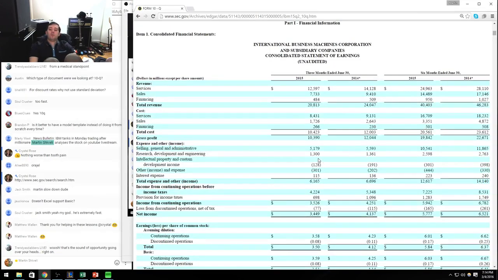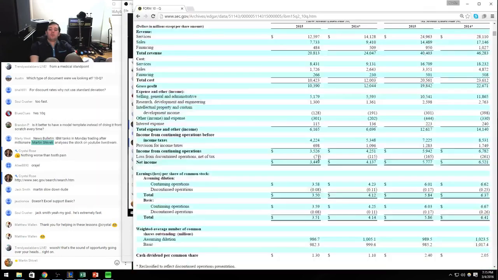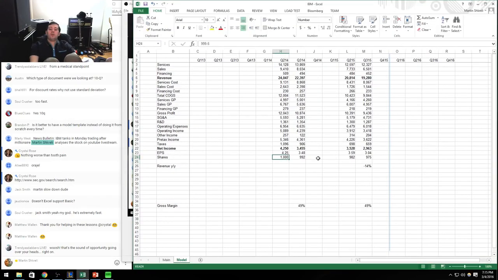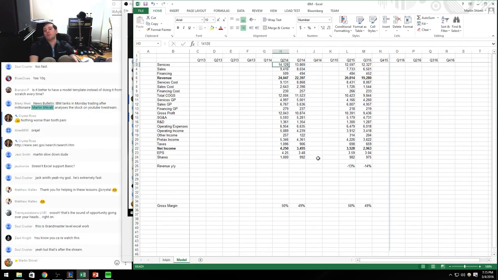All right, 4250. All right, so we can see here that they have been shrinking 2 quarters in a row now. Margins have been pretty steady around 50%. Pretty steady.